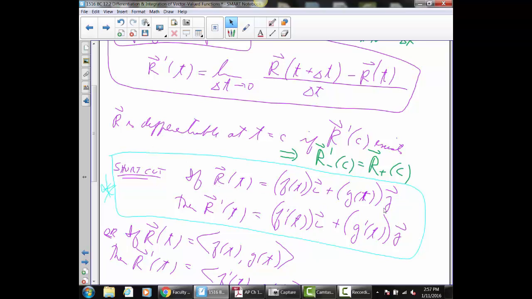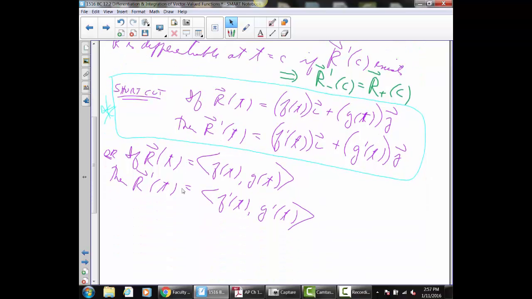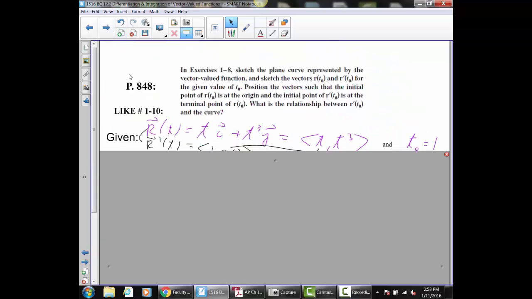If r of t is f of t i plus g of t j, then very simply r prime of t is f prime of t i plus g prime of t j. You will leave the i and the j separate. You'll only be doing this to the coefficients of i and j, which are real valued functions. If it's in component form, the derivative means you'll just take the derivative of each component.